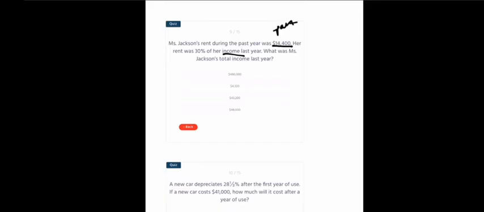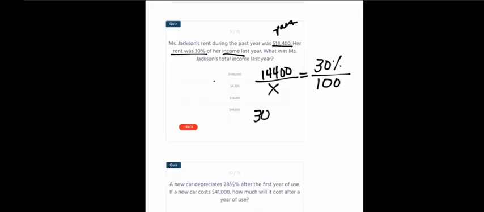Okay, so the equation is actually going to look like this. 14,400 over x. X represents your total income. 30% goes up here because the question says that the rent is 30% of the income. So this 30% is the same out of 100 as the rent is out of the income. Okay, I'm going to cross multiply. X times 30 is 30x. And 14,400 times 100, I just add 2 more zeros at the end.